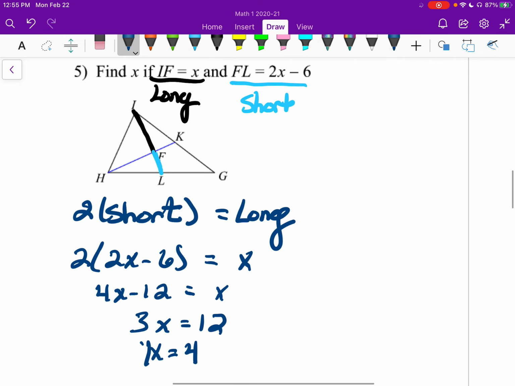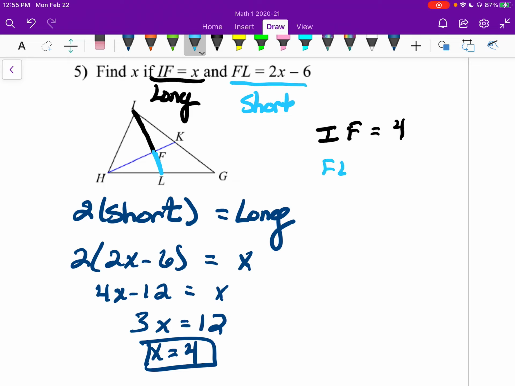Now if I want to plug this back in to double check my answer, well, x is just going to be 4, right? You just plug it in. Now FL will be 2 times 4 minus 6. So this would be 8 minus 6, which is 2. And that makes sense. FL is our short piece. It's 2. And our long piece is double that. It's 4.